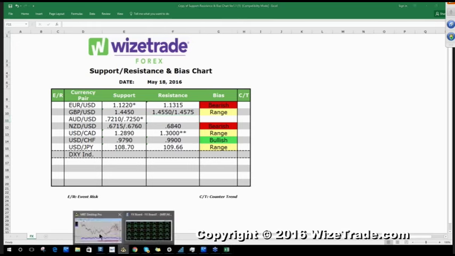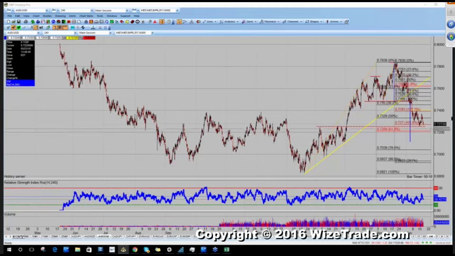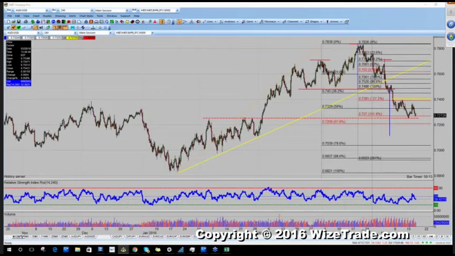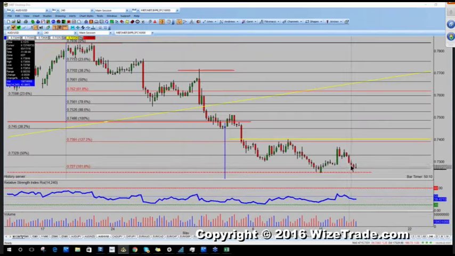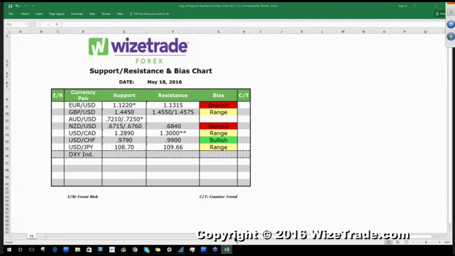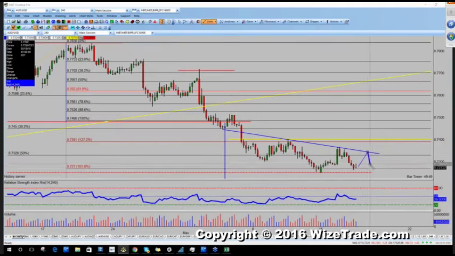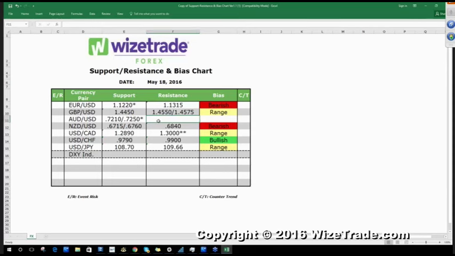Resistance right now is 73.50. So if we can do this, that would be great. Yeah, 72.40 by the time we get there. All right. 72.40.